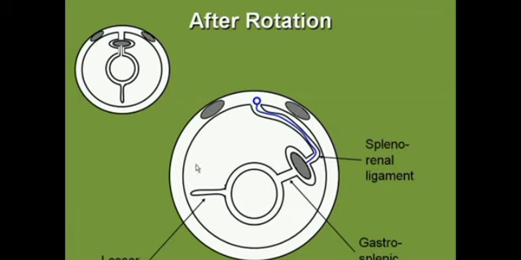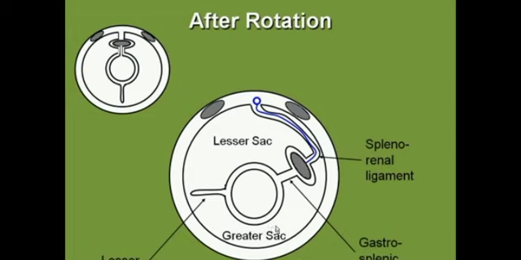And as a result of that, we can see that we've taken some of the peritoneal cavity that was on the right side of the abdomen, and we've tucked it in behind the stomach. And we call that part of the peritoneal cavity the lesser sac, or the omental bursa. And then all of the remainder of the peritoneal cavity is going to be called the greater sac.